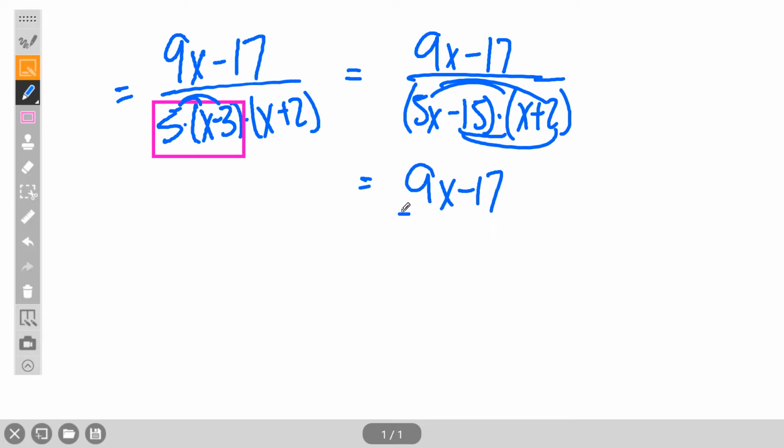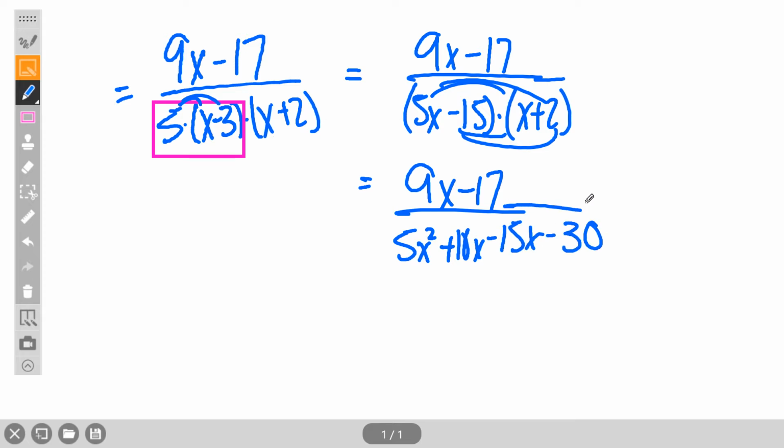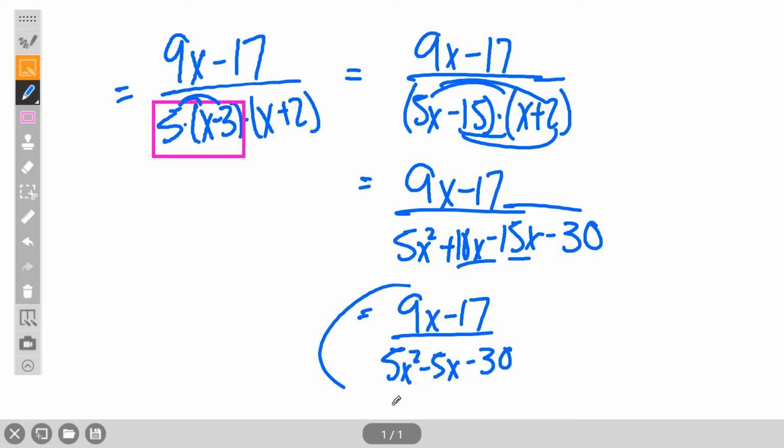So it's 9x minus 17 over 5x squared plus 10x minus 15x minus 30. Simplify by combining the like terms, 10x and negative 15x, and we get 5x squared minus 5x minus 30. And this would be the simplified sum for number 2.